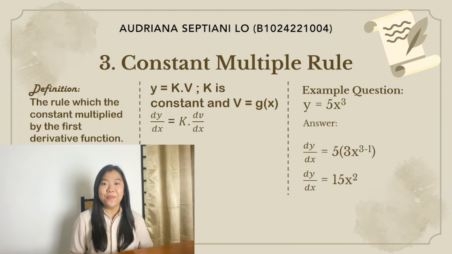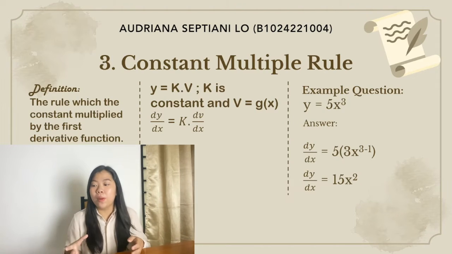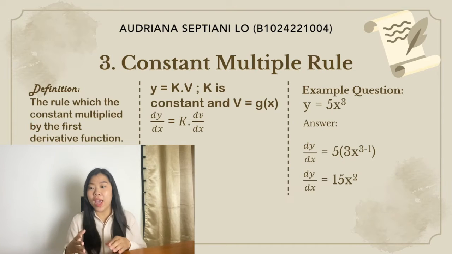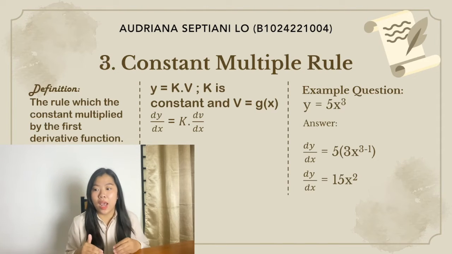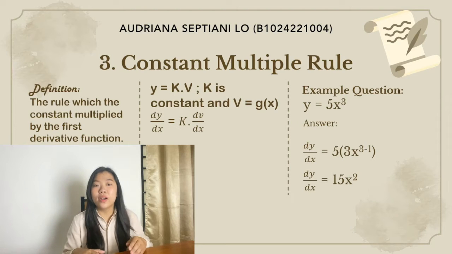Third, constant multiple rule. Constant multiple rule is the rule in which the constant is multiplied by the first derivative of the function. y equals k times v. So dy/dx equals k multiplied by dv/dx.